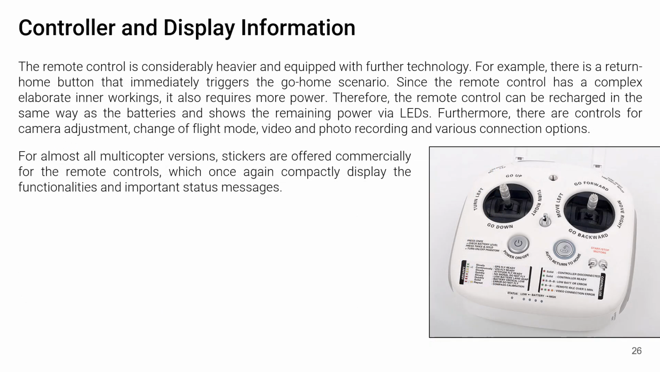The remote control is considerably heavier and equipped with further technology. For example, there is a return home button that immediately activates the go home scenario. Since the remote control has a complex, elaborate inner workings, it also requires more power. Therefore, the remote control can be recharged in the same way as the batteries and shows the remaining voltage via LEDs. Furthermore, there are controls for camera adjustment, change of flight mode, video and photo recording, and various connection options.